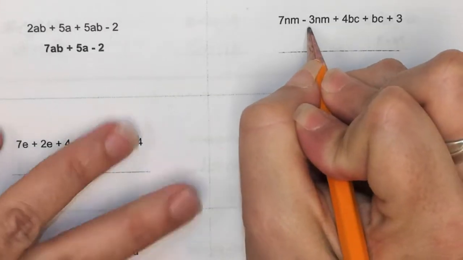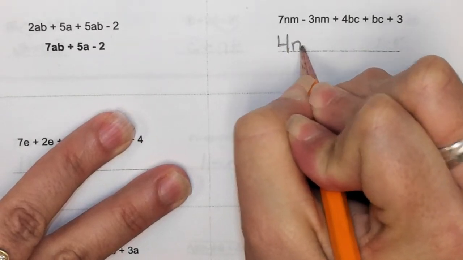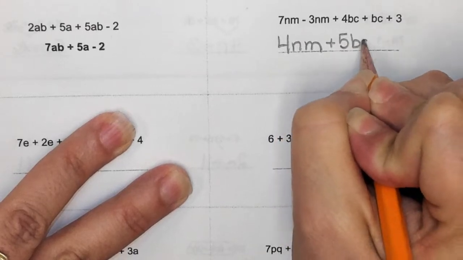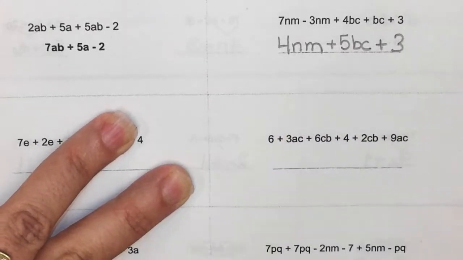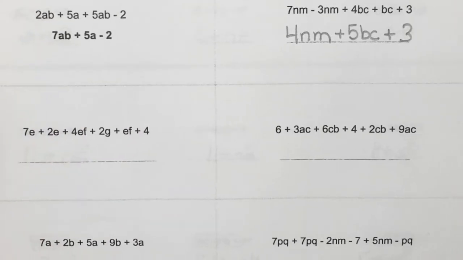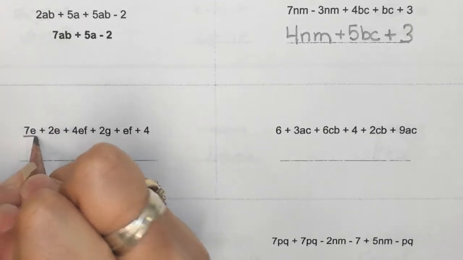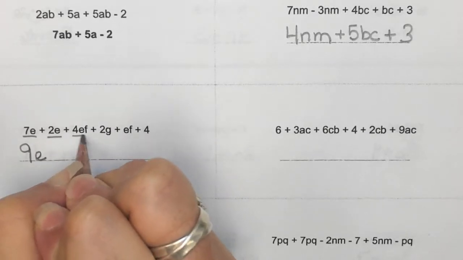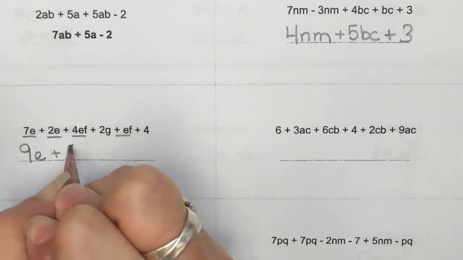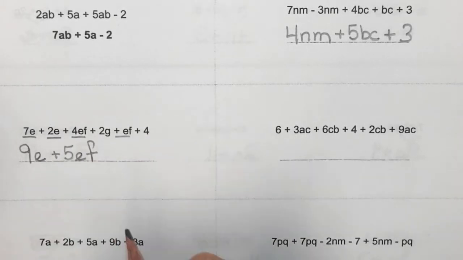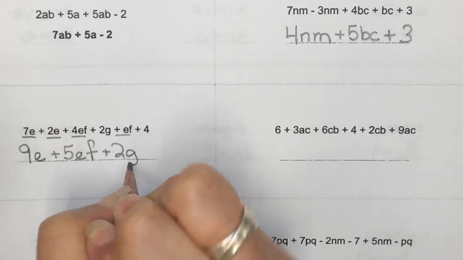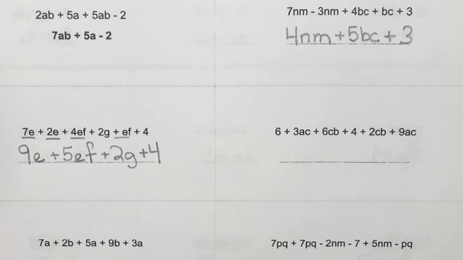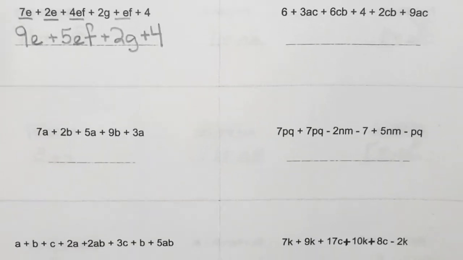Let's see. 7nm minus 3nm is 4nm plus 5bc plus 3. Okay. 7e plus 2e is 9e. 4ef plus 1ef is plus 5ef plus 2g plus 4. If you need to underline them, if you need to mark them out, that's fine.